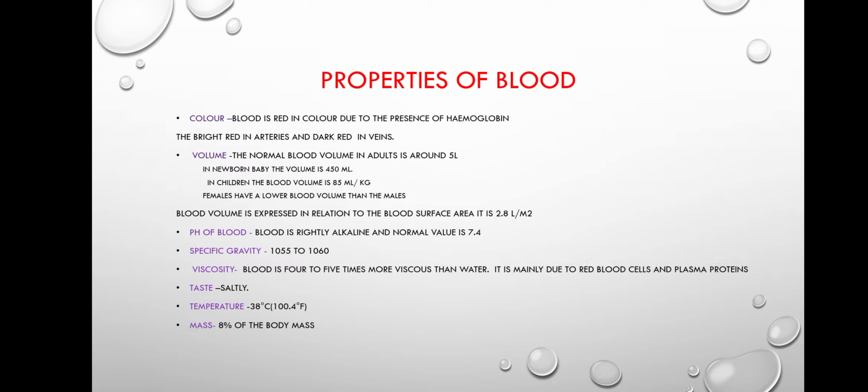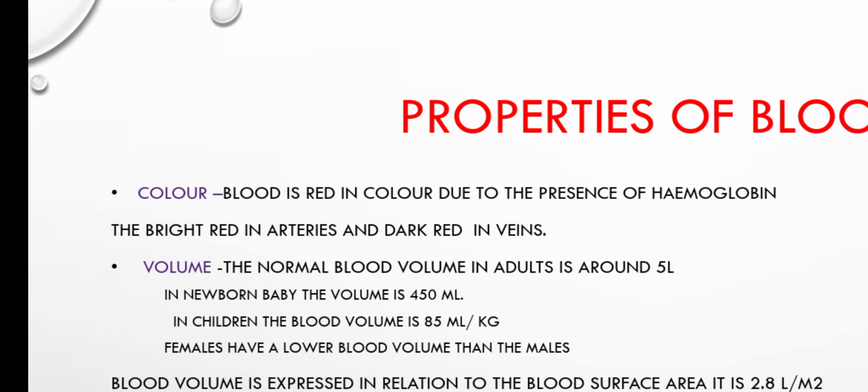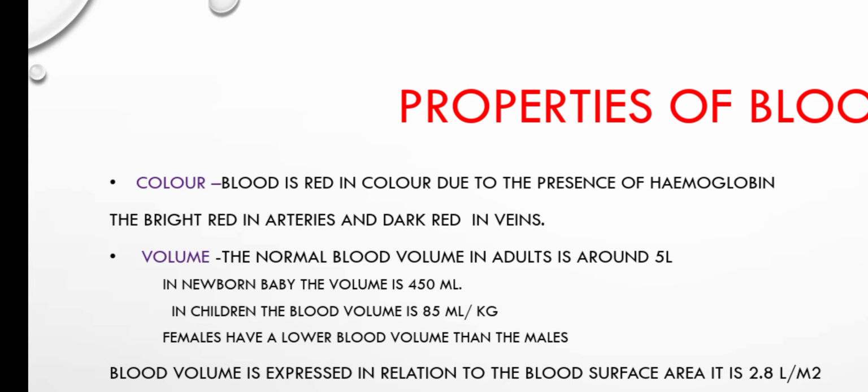Now, the properties of blood: color, volume, pH of blood, specific gravity, viscosity, taste, temperature, and mass. The color of blood, as all of you know, is red. It is red in color due to the presence of hemoglobin. In arteries and veins, arteries are bright red in color and veins are dark red in color.